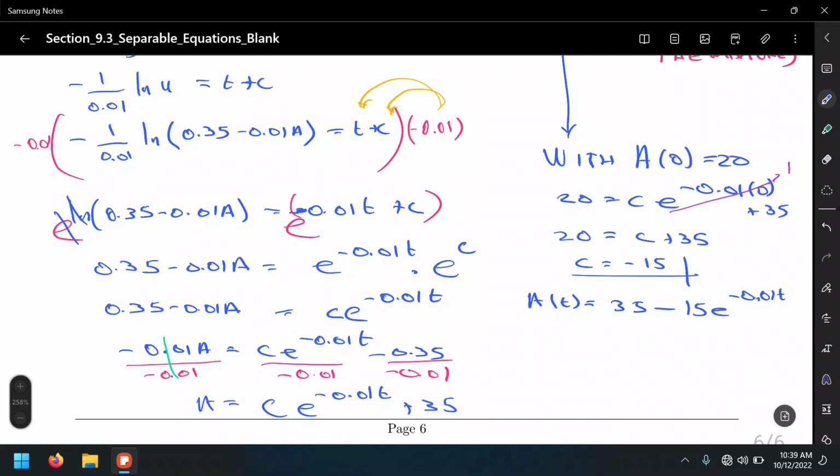Now they're asking for part B. What is the percentage of alcohol after 1 hour? So be careful, because what are we going to plug in to know the amount after 1 hour? What are we going to plug in for t?